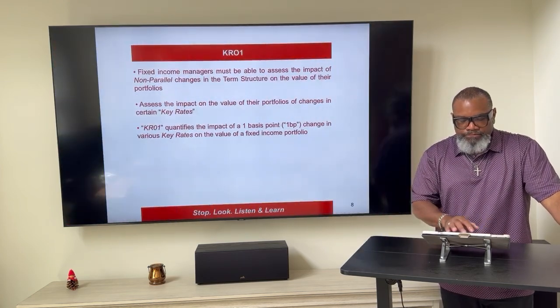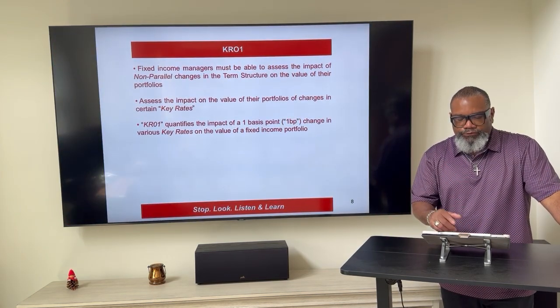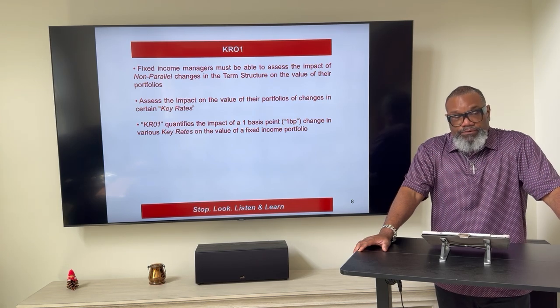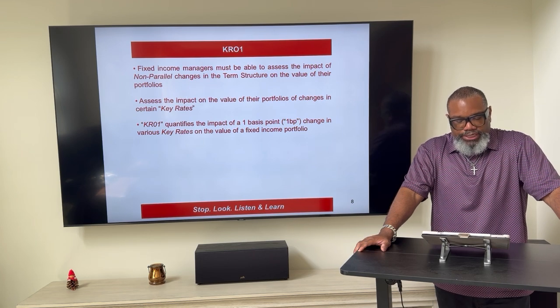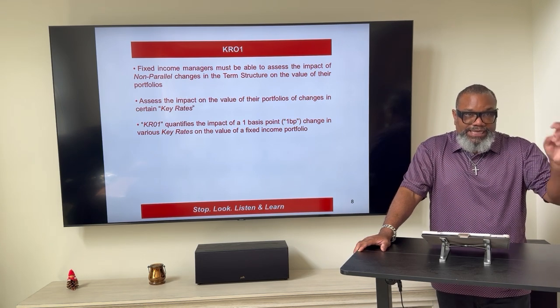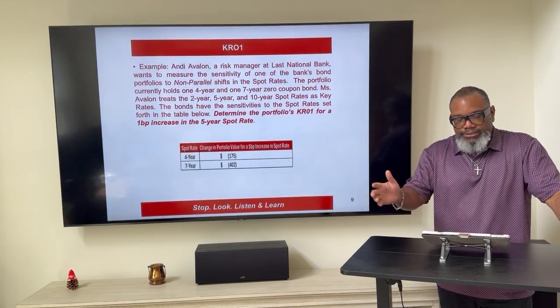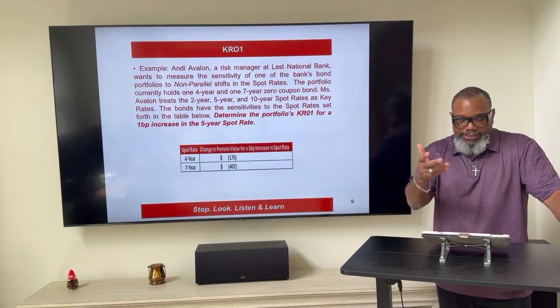And so fixed income managers oftentimes want to understand what impact a 1 basis point change in various key rates will have on the value of their fixed income portfolio. And this is best explained by walking through a simple example here.